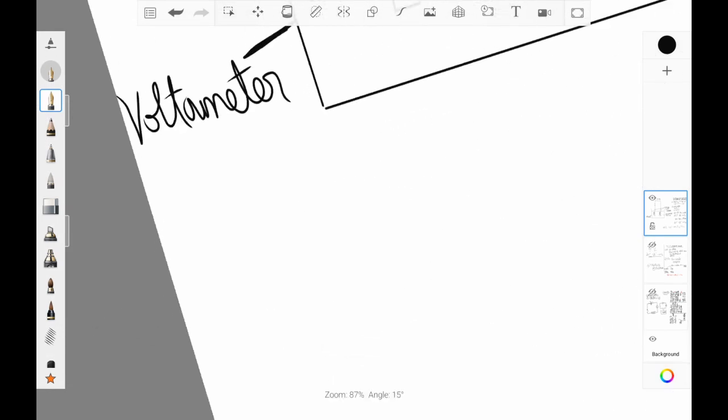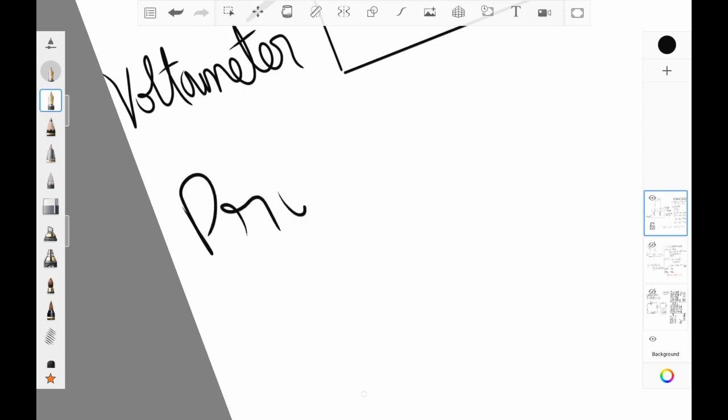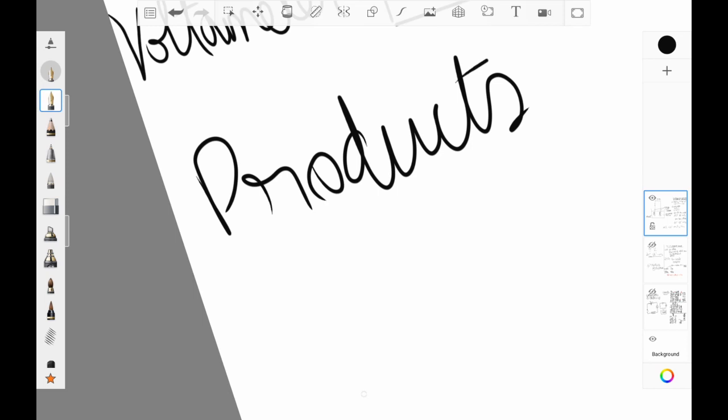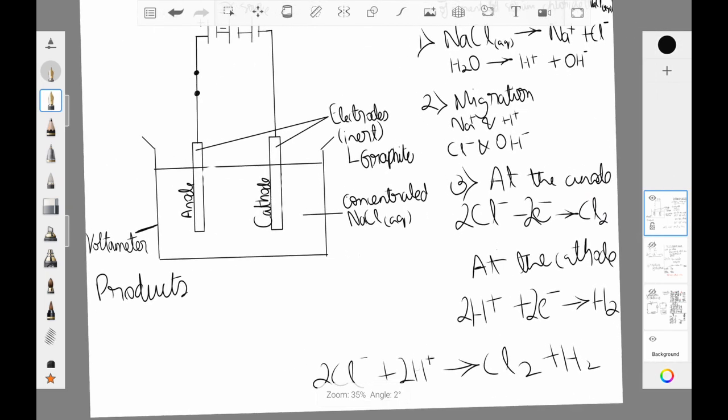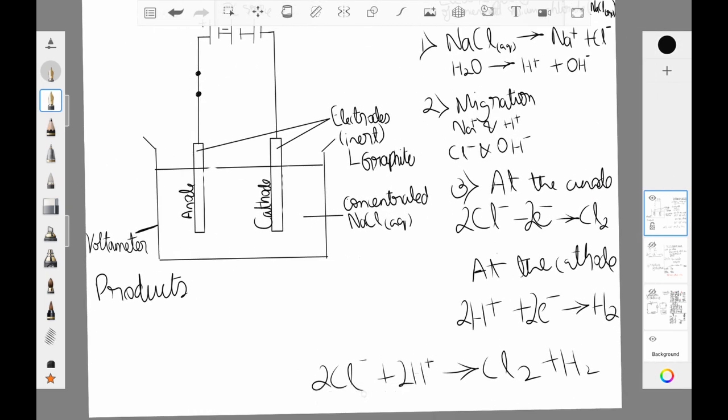Now we also need to talk about the product. Remember, products and observations aren't the same thing. So for products at the anode, you're going to see bubbles of chlorine gas, while at the cathode, you're going to see bubbles of hydrogen gas.